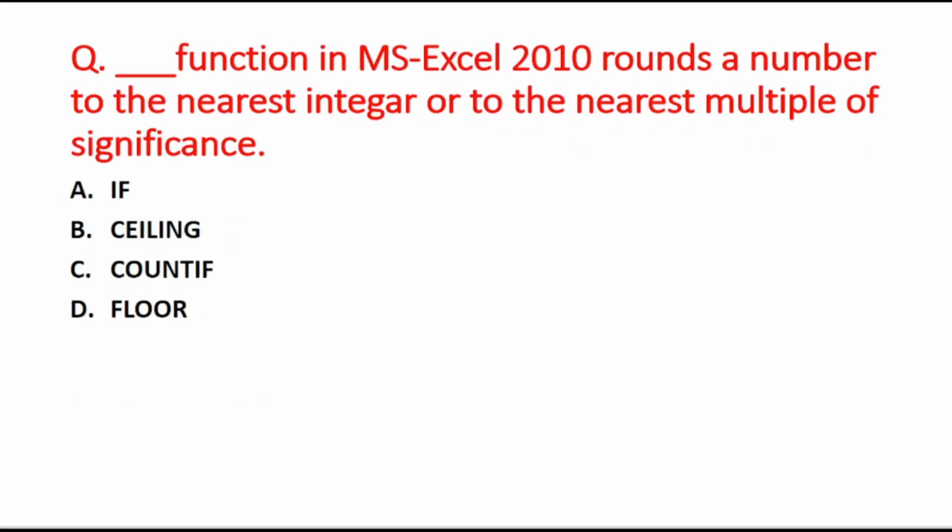Next question is, blank function in MS Excel 2010 rounds a number to the nearest integer or to the nearest multiple of significance. A option is IF function, B option is ceiling function, C option is COUNTIF function and D option is floor function.